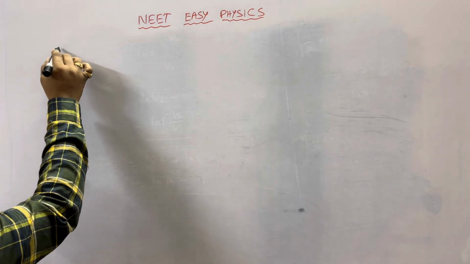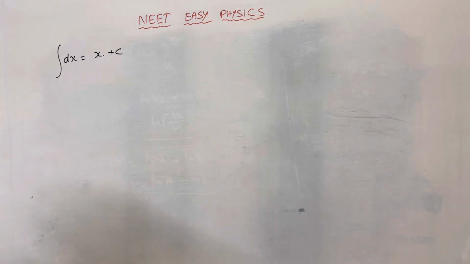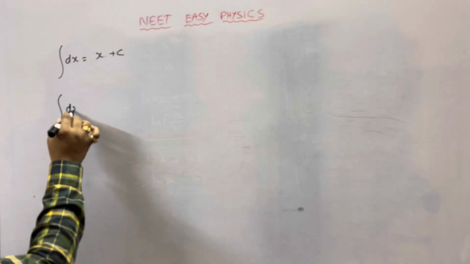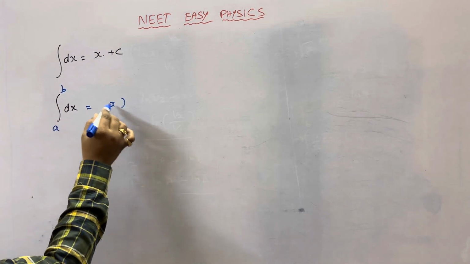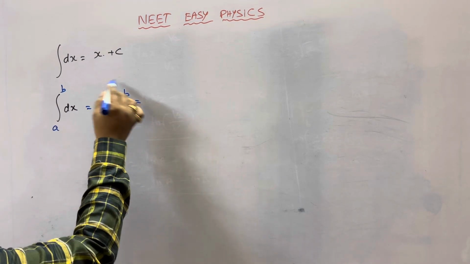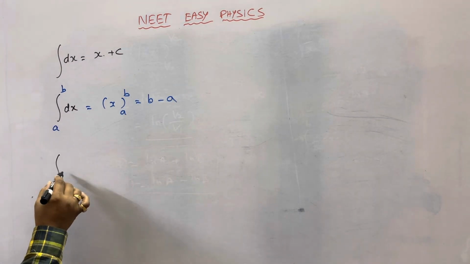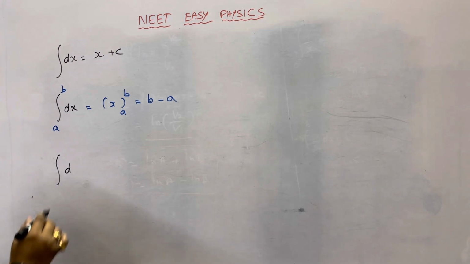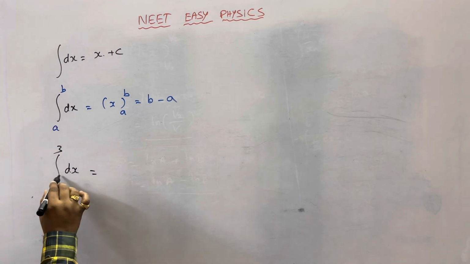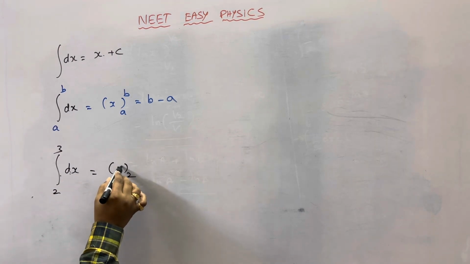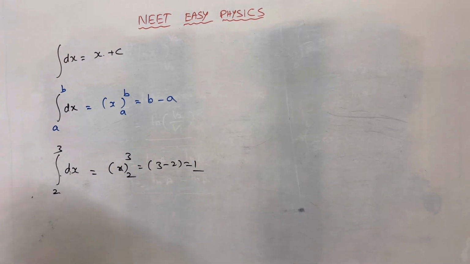Next, integral dx. Integral dx is going to be x plus c. If it is integral dx between the limits a to b, at that time x between the limits a to b, first we have to substitute the upper limit: b minus a. So integral dx between the limits 2 to 3: integral dx is x between the limits 2 to 3, 3 minus 2, it is going to be 1.